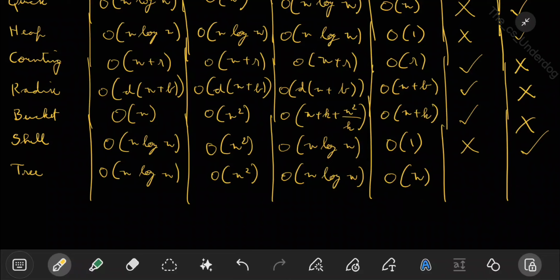The next thing is about stability. Yes, it is a stable algorithm. Is it in place? No, it is not, because you are creating an additional tree.